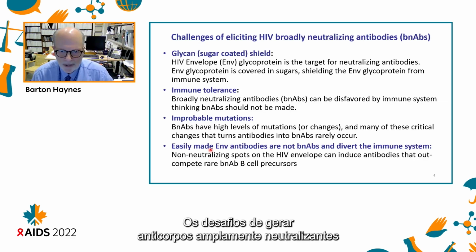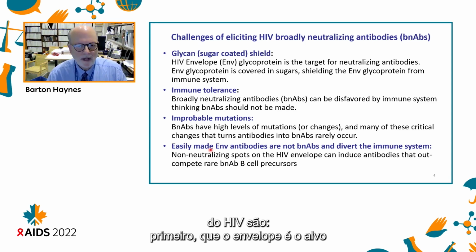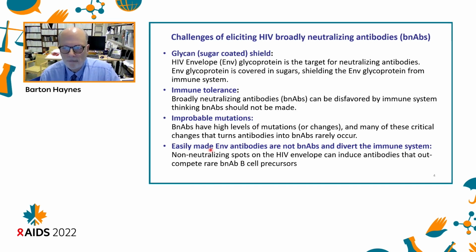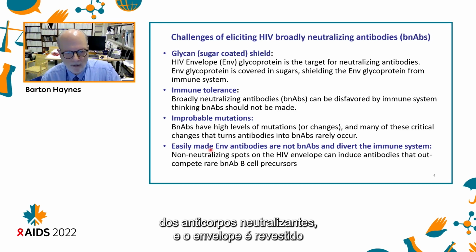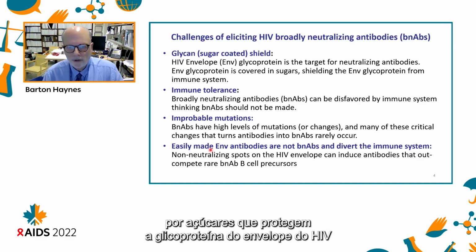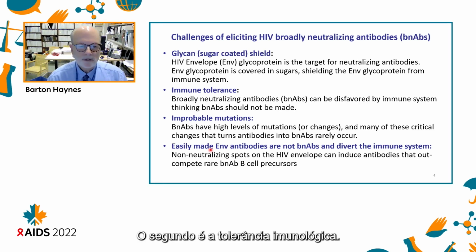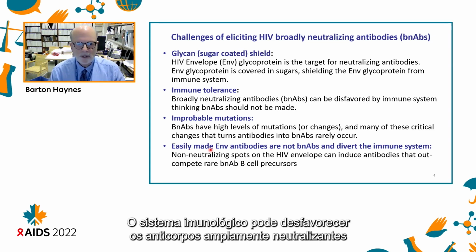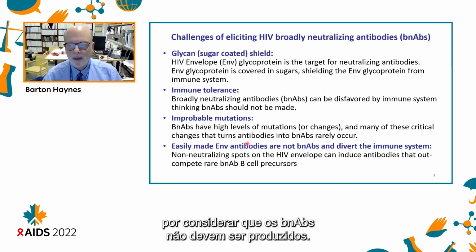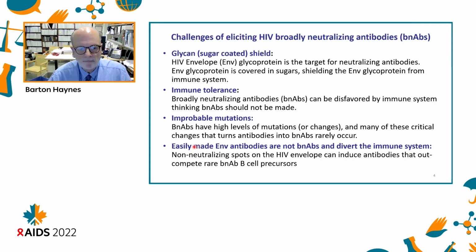The challenges of eliciting HIV broadly neutralizing antibodies are, number one, that the envelope is the target for neutralizing antibodies, and the envelope is covered in sugars, shielding the HIV glycoprotein from the immune system. Secondly, immune tolerance can be a hindrance. Broadly neutralizing antibodies can be disfavored by the immune system, thinking that broad neutralizing antibodies should not be made.